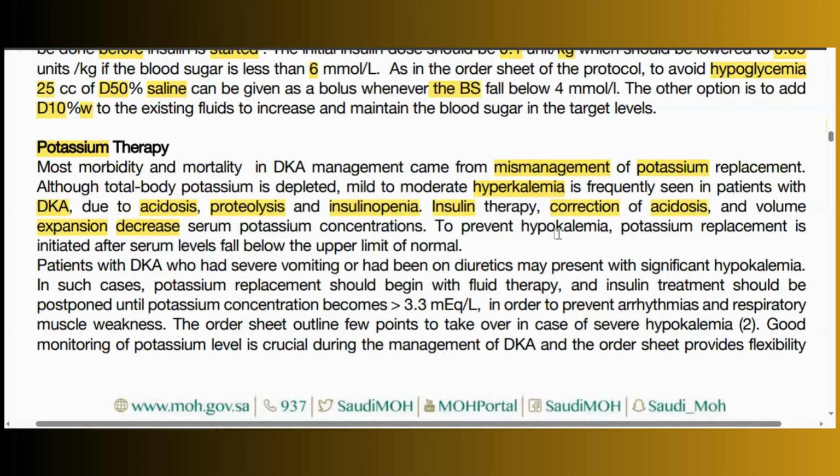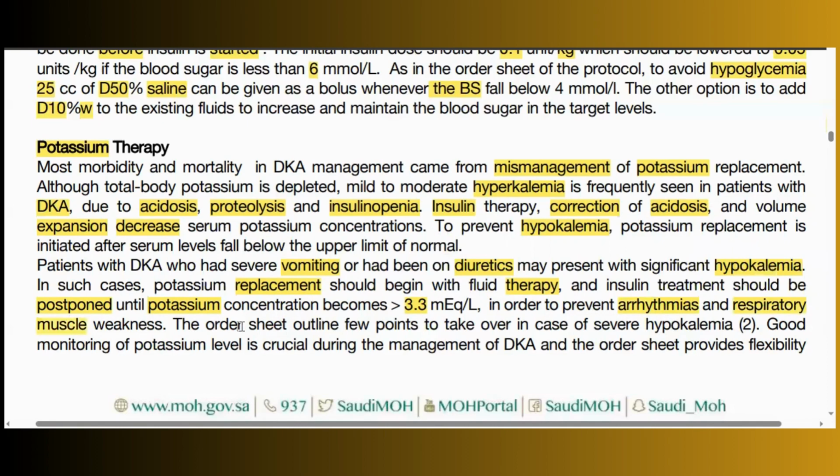To prevent hypokalemia, potassium replacement is initiated after serum levels fall below the upper limit of normal. Patients with DKA who had severe vomiting or had been on diuretics may present with significant hypokalemia. In such cases, potassium replacement should be begun with the fluid therapy, and insulin treatment should be postponed until potassium concentration becomes more than 3.3 in order to prevent arrhythmia and respiratory muscle weakness.